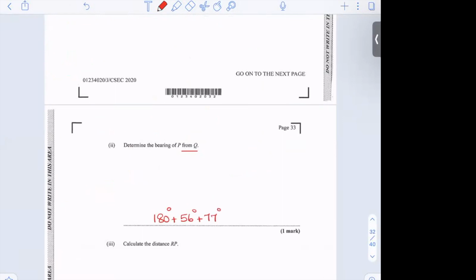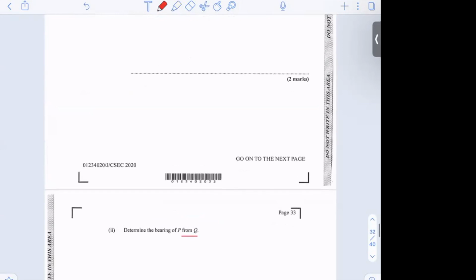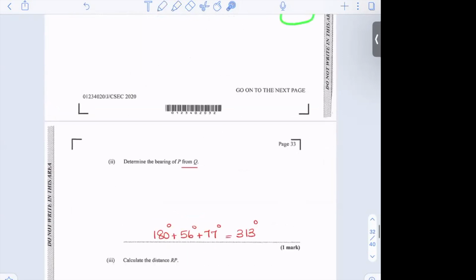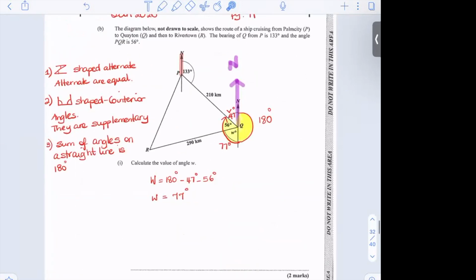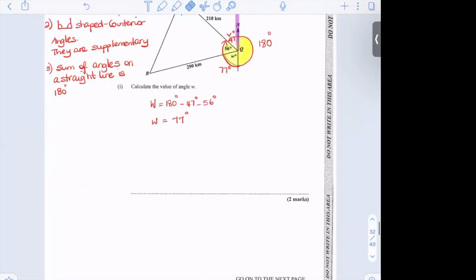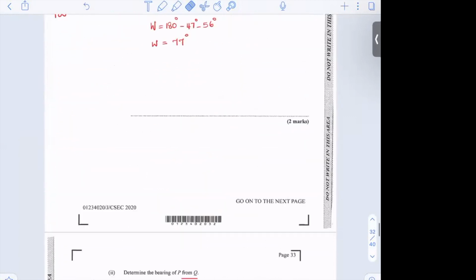313. Who could confirm Jonathan's answer? Yes, miss. So we would have scored 2 marks. We would have scored 1 mark. So we have to get 3 marks again because this part is worth 6 marks. Now, what do we want to find? RP.